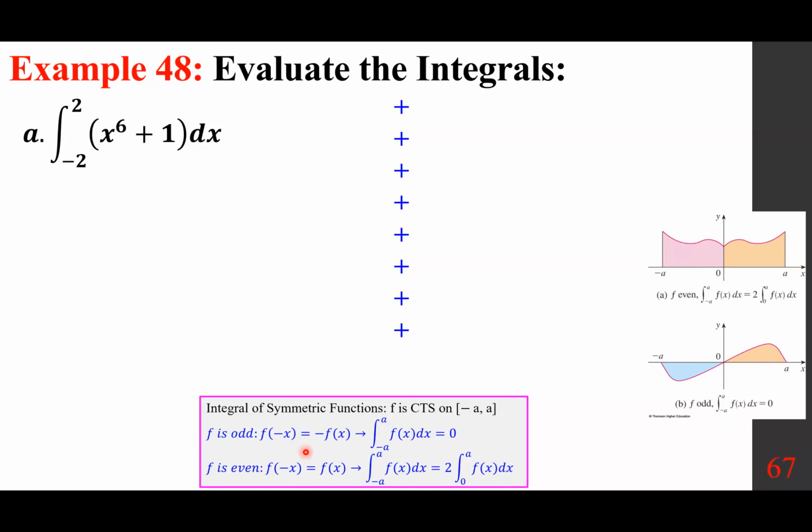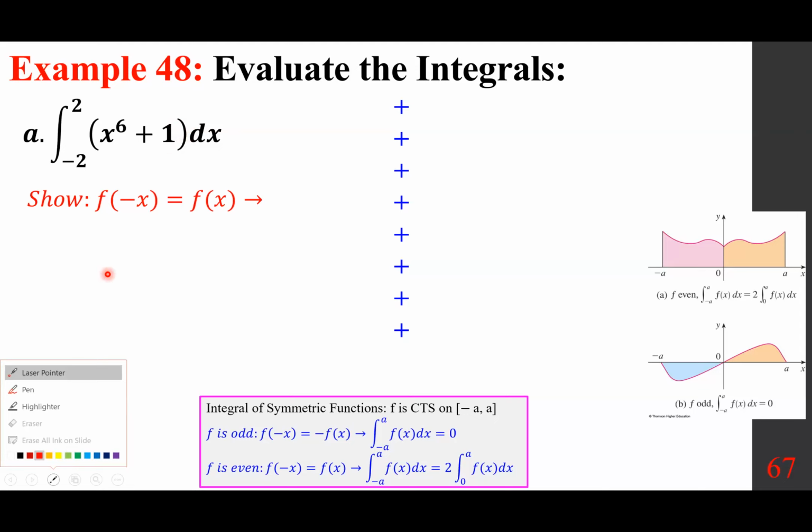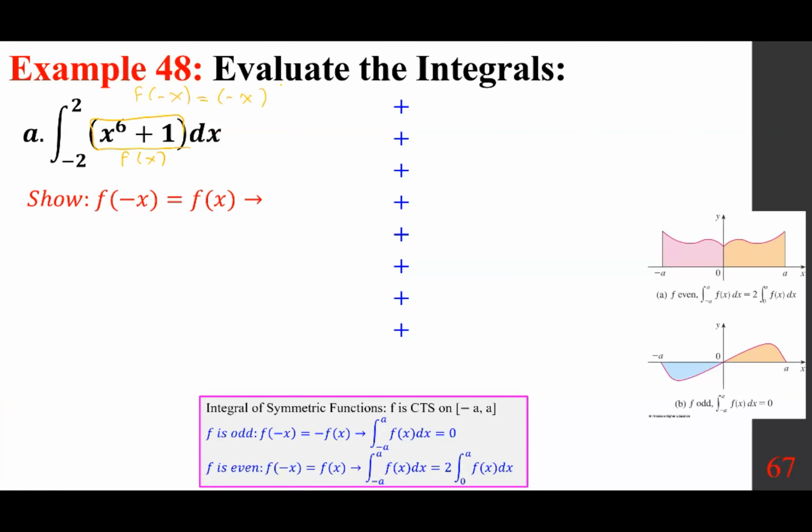So you probably recognize this as an even function because the exponents are all even. This is exponent 6. This has exponent 1 times x to the power of 0. Okay? And so f of minus x equals f of x. You have to show that. So quickly, this is f of x. So f of minus x equals minus x to the power of 6 plus 1, which is x to the power of 6 plus 1, which is f of x. You have to show that so you can use this.